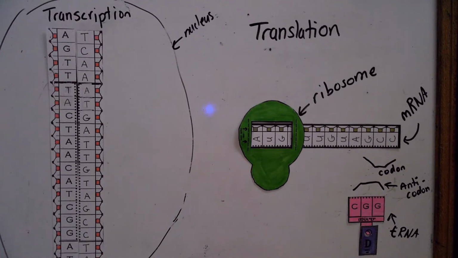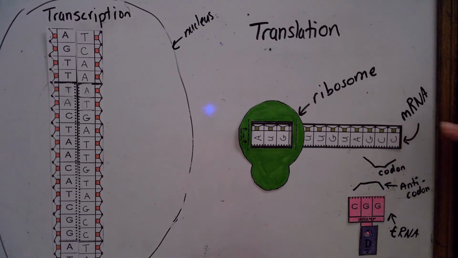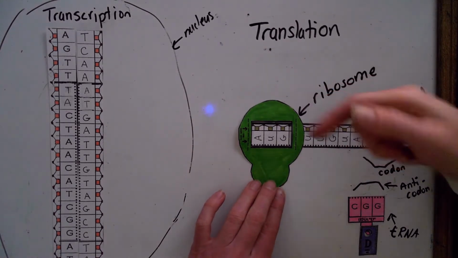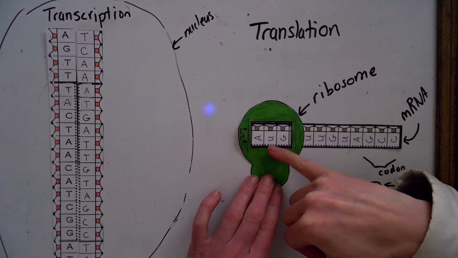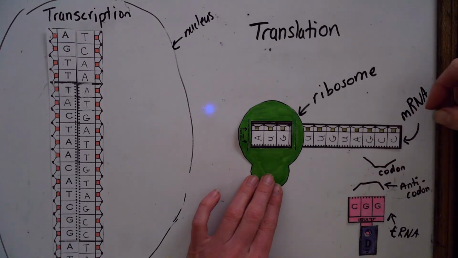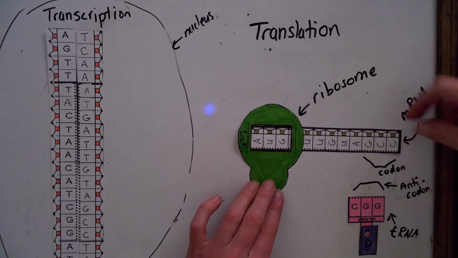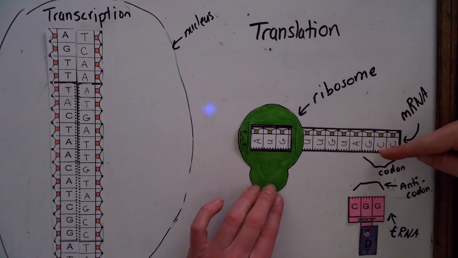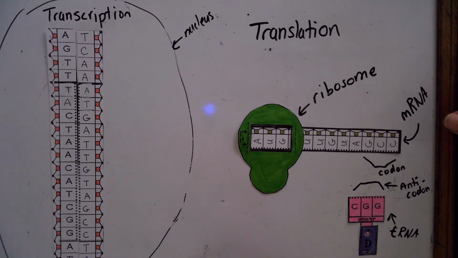So how does the process of translation actually occur? The messenger RNA is going to be read at the ribosome 3 nitrogen bases at a time, called a codon. See, I labeled these 3 down here a codon. As it is read, another molecule is going to come and try to pair with it. That molecule is called tRNA.